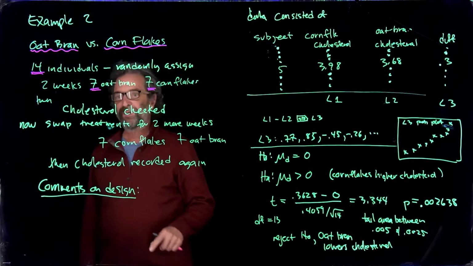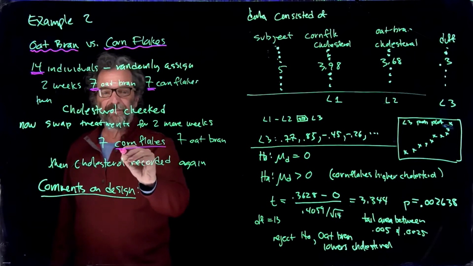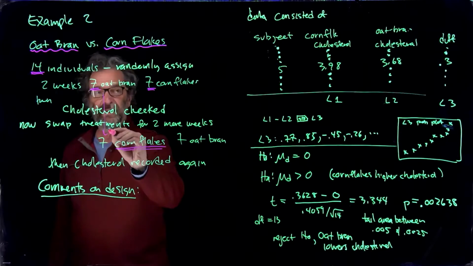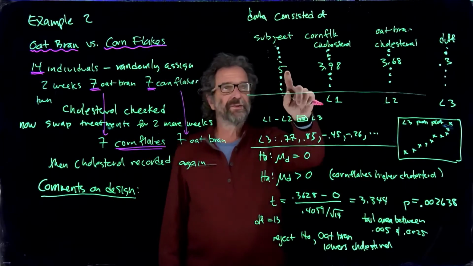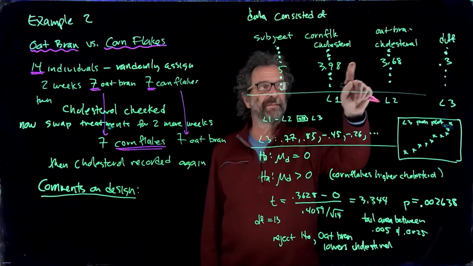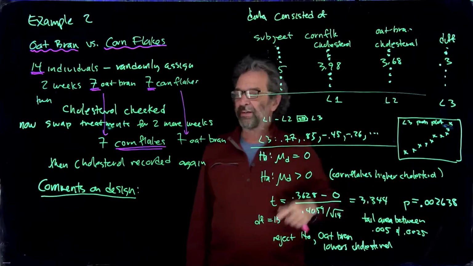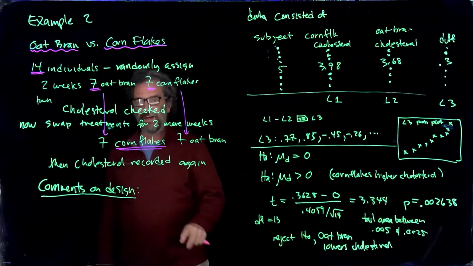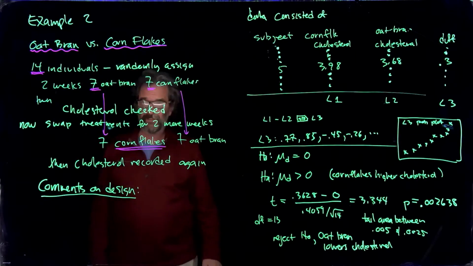And then they swap the treatments. So these 7 that were oat bran, they now become cornflakes people. And the 7 that were cornflakes become oat bran people. So for subject number 5, if he was cornflake the first time, he'd be oat bran the second time. And wait another 2 weeks for the diet to take effect, and then record the cholesterol level again. Okay.